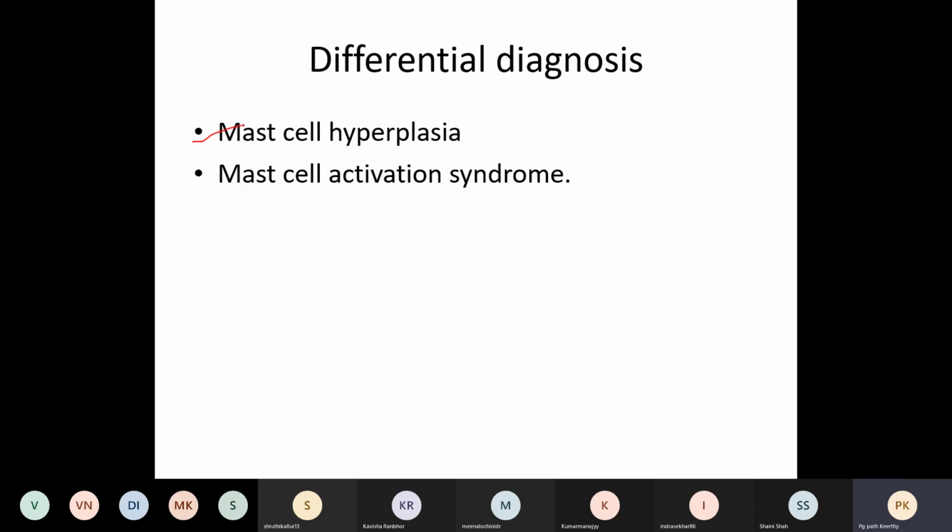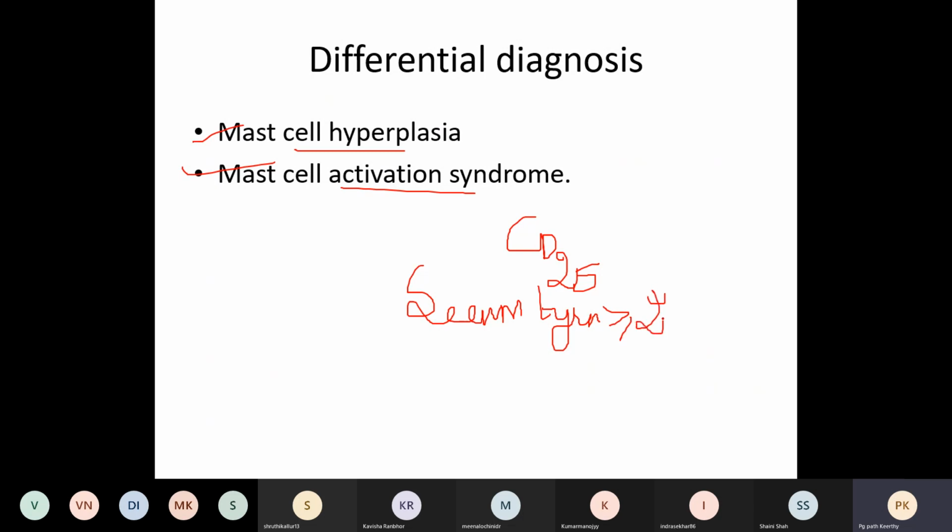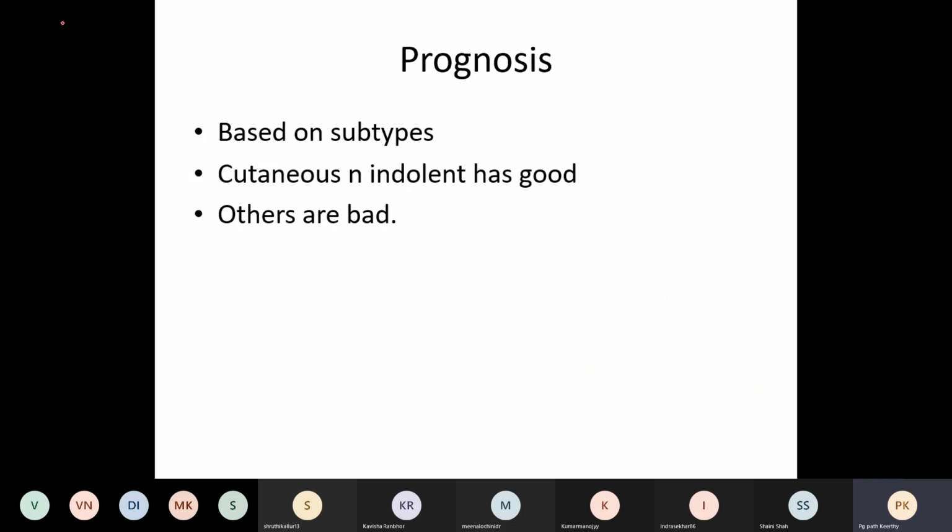So what should be your differential diagnosis? Your mast cell hyperplasia and mast cell activation syndrome. As I told, CD25 plays an important role, and sometimes the serum tryptase level also. Except indolent systemic mastocytosis, in other conditions serum tryptase levels will usually be more than 20 nanograms. So these two things will help you. And also the morphology: you'll not be seeing atypia. In these two conditions, mast cells, even though they are increased, don't have atypical features like hyperchromatic nuclei, prominent nucleoli, or atypical mitotic figures, okay? That's your differential diagnosis.